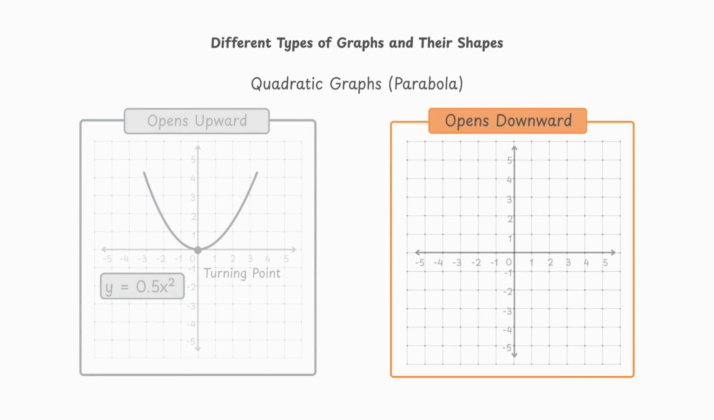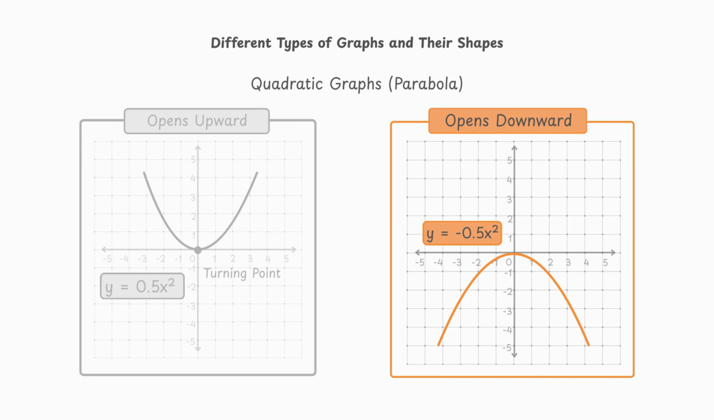Now look at the graph on the right. This parabola opens downward. Again, notice the shape. This time, the curve rises to a highest point and then falls on both sides. So instead of a minimum point, we now have a maximum point. The equation shown is y equals negative 0.5x squared. Here, the coefficient of x squared is negative.